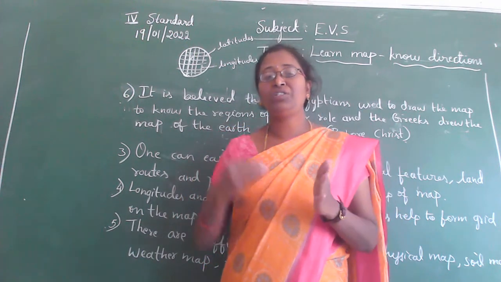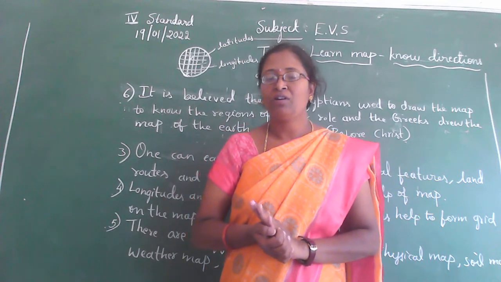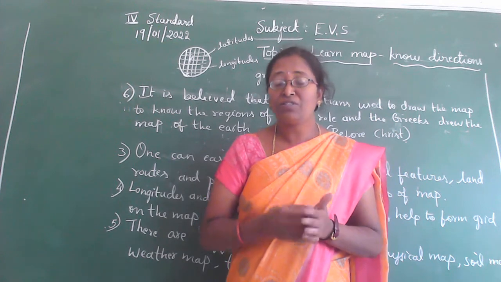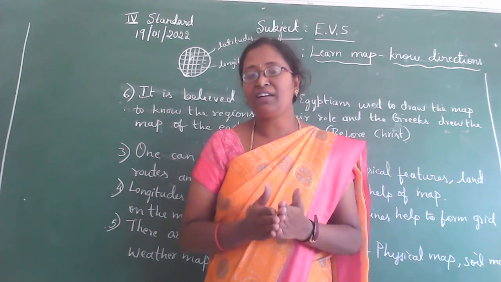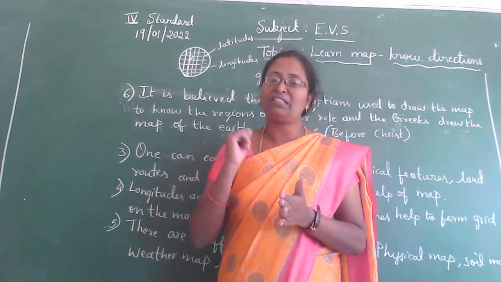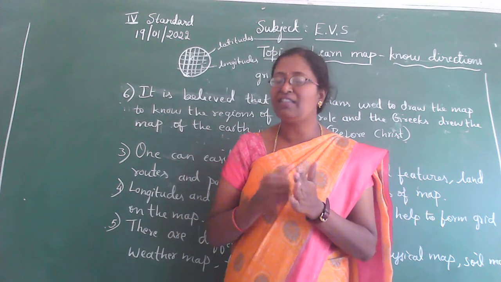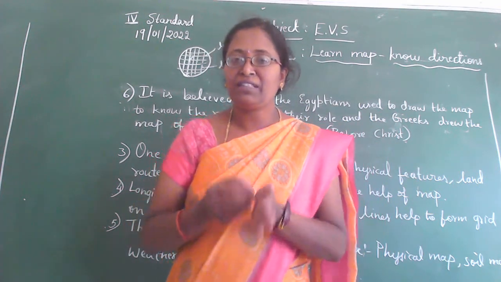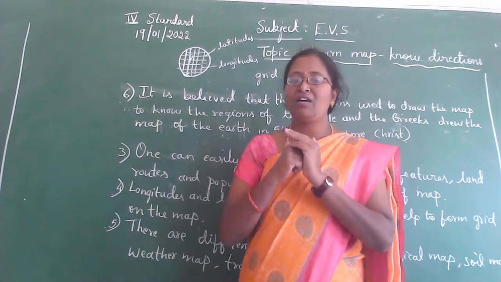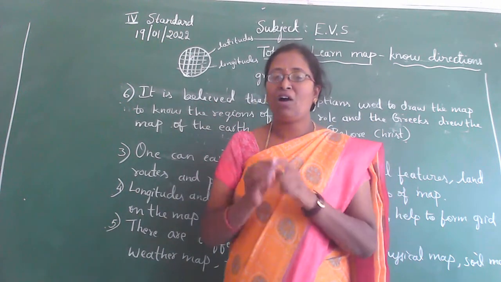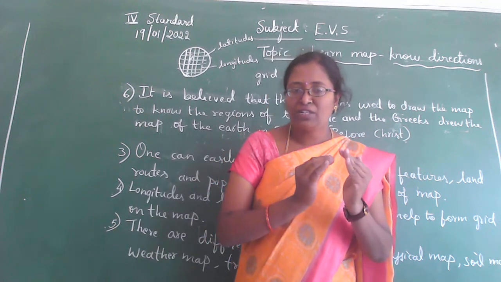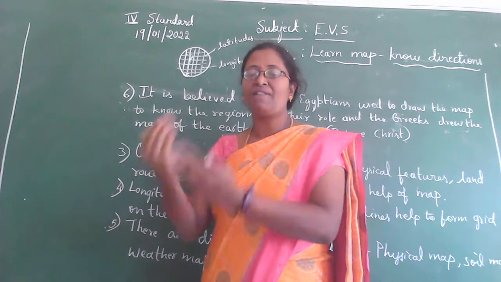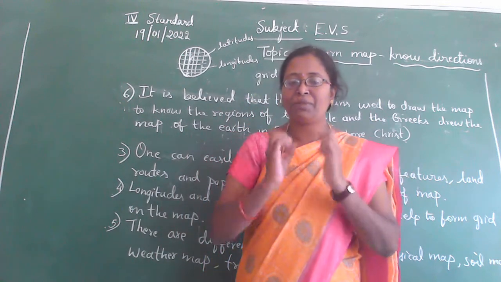Then longitudes and latitudes, they are imaginary lines. With the help of these lines, that means these imaginary lines, they help to form the grid on the map. So what do these longitudes and latitudes do? They form a grid on the map.